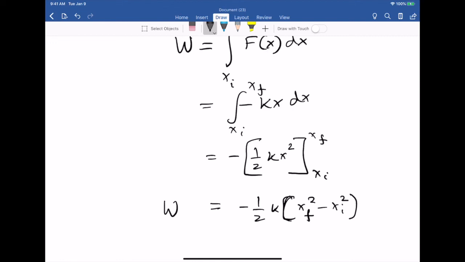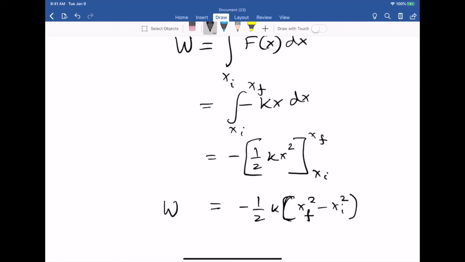Now notice that this will be a negative number. This is guaranteed to be a negative number because x final is greater than x initial. So the quantity in the brackets is a positive quantity. K is a positive quantity, and you have an overall negative sign. So the answer is guaranteed to be negative, right? Which is exactly what we had expected without doing any calculations. So the work done will be a negative quantity.